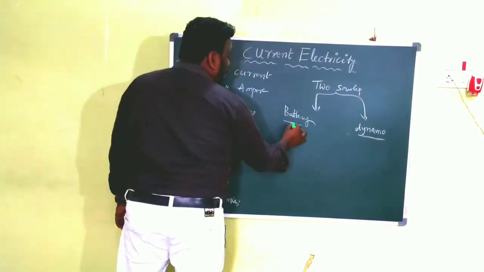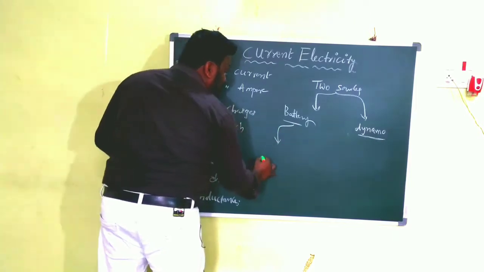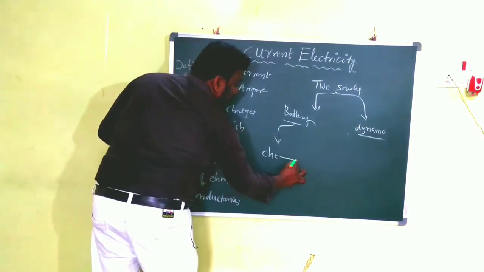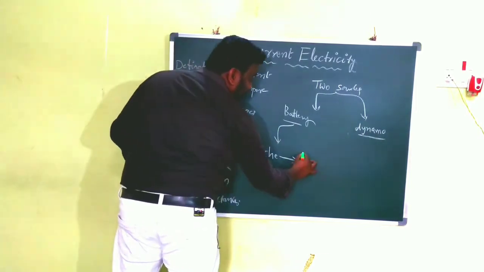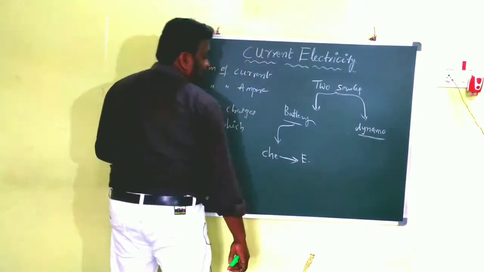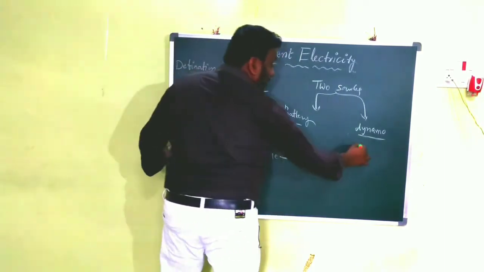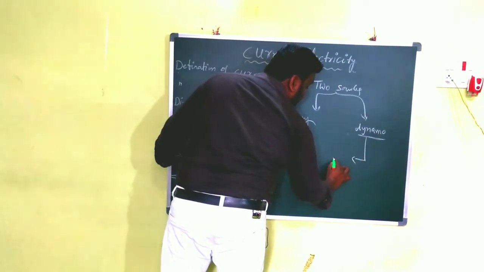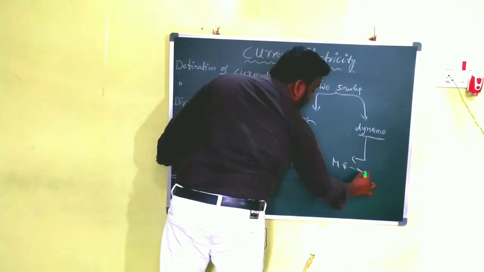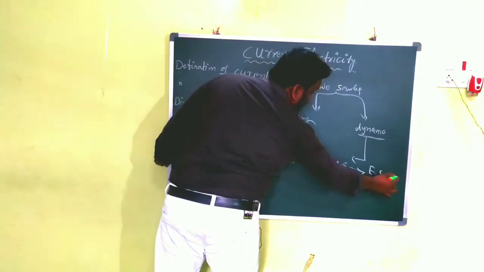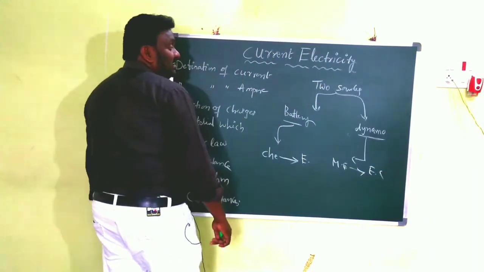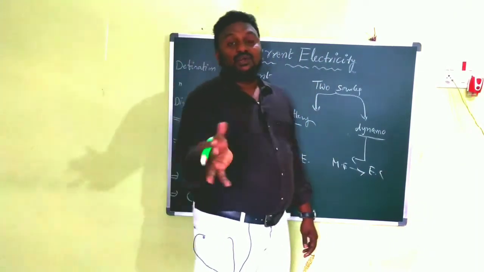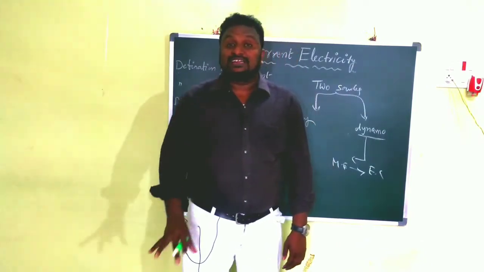In a battery, what do we have to observe? In a battery, chemical energy is converted into electrical energy. In a dynamo, what do you have to observe? In a dynamo, mechanical energy is converted into electrical current or electrical energy. So these are the 2 sources of electric current.